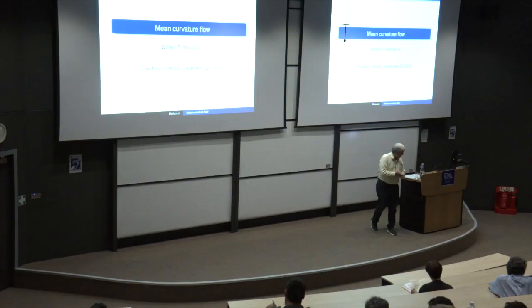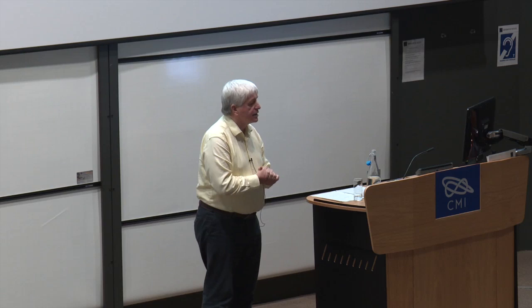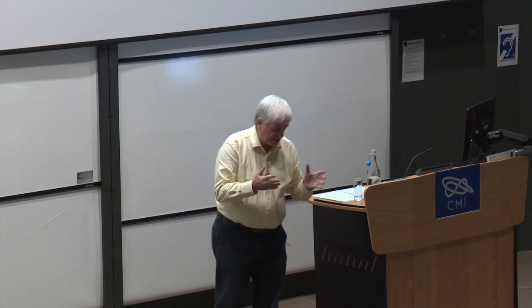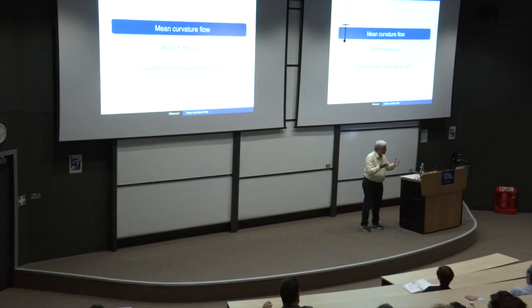And it's a great pleasure to introduce Bill Minicozzi from MIT. Bill received his PhD from Stanford under the supervision of Rick Schoen, and his field is geometric measure theory. Now, one of the main themes in geometric measure theory is the search for selected special geometric objects, such as harmonic maps, minimal surfaces, Einstein metrics in the context of Riemannian manifolds.